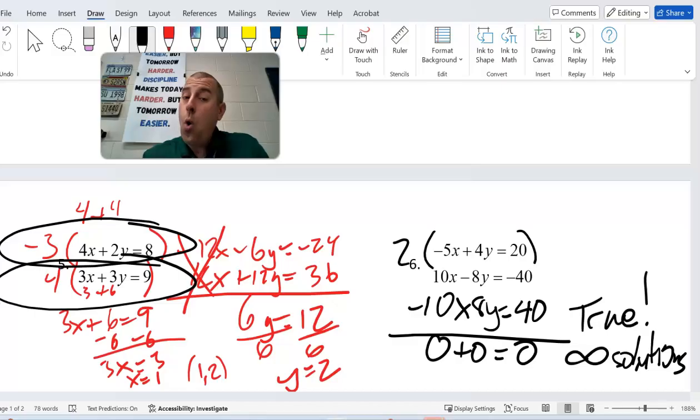So, whew, lots of little variations. But again, the goal always, every single time, is to eliminate one of your variables. All right, we're out of here.